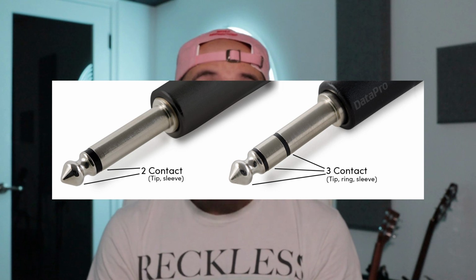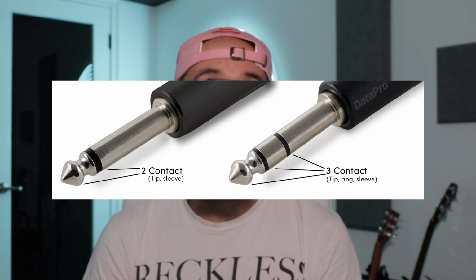An unbalanced cable will have 1 black ring, while a balanced cable will have 2 black rings.